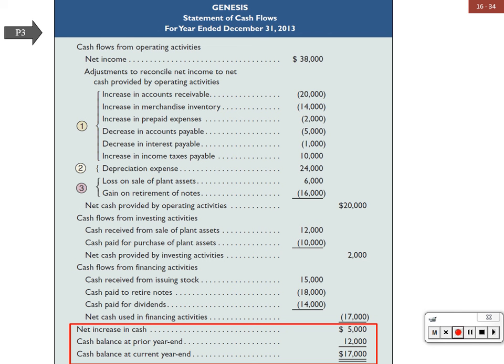No? Yeah. So where it says cash balance at current year end, if this is year end 2013, that means that this $17,000 cash amount is going to be where in 2014? It's the cash balance from the prior year. Cash balance, beginning balance for 2014. That's what it's going to be. Beginning cash balance for 2014.